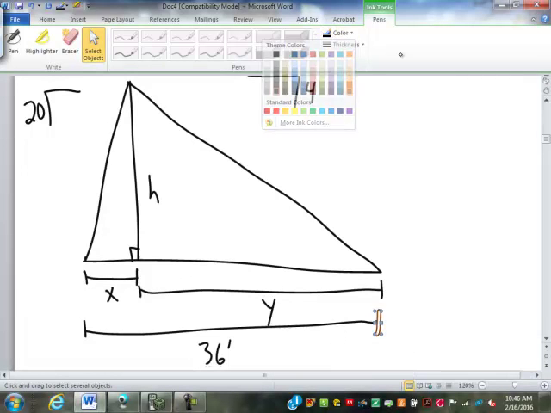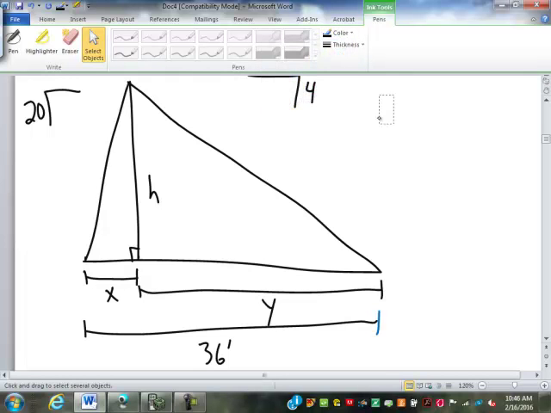Let's just get you started here. The part that I'm sure you probably already have, but I'm going to put it up here anyway, is X plus Y equals 36. How many of you got that far? If you didn't get that far, you're struggling a bit. We need to talk. Okay. Next.